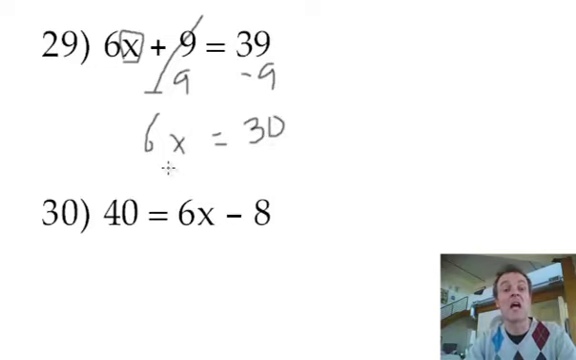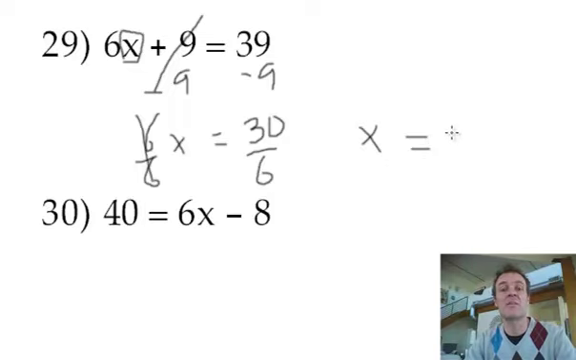6x equals 30. Divide by the number next to the letter. Divide by the number next to, over here, sorry. And x equals, so again I can see that that's gone. x equals, what's 30 divided by 6? It's 5. And there you go.